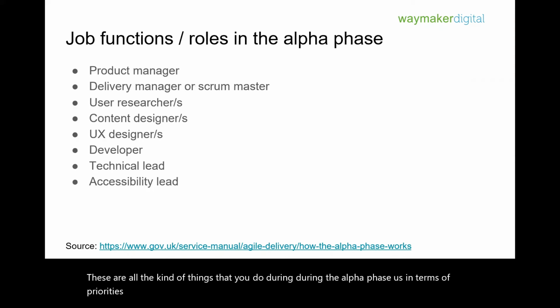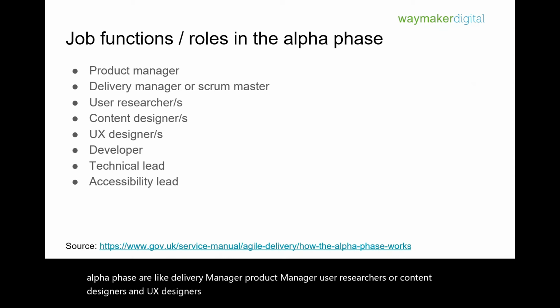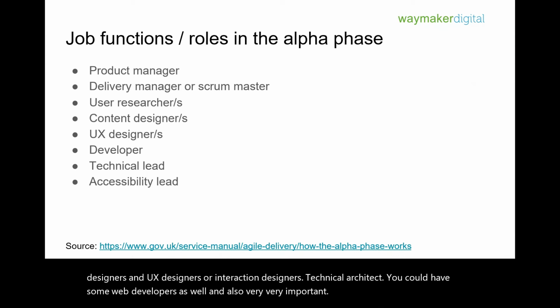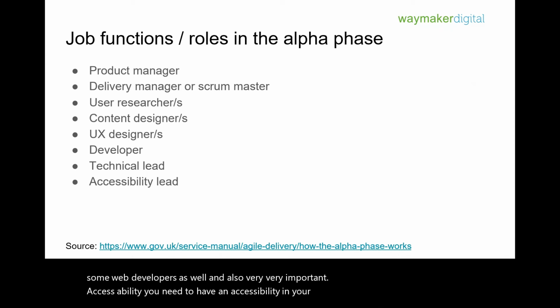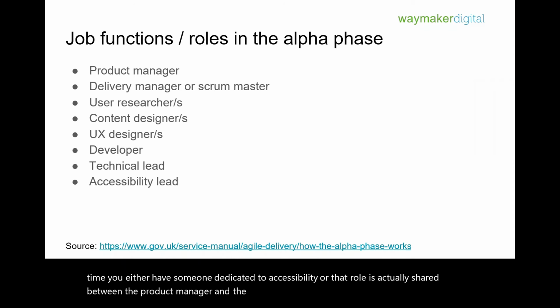I mentioned this earlier, but I'll cover this quickly again. Job functions or roles in the alpha phase are like delivery manager, product manager, user researchers, content designers, UX designers or interaction designers, technical architect. You could have some web developers as well, and also very, very important, accessibility. You need to have accessibility in your team. In my experience, most of the time, you either have someone dedicated to accessibility, or that role is shared between the team, with the product manager being ultimately responsible.